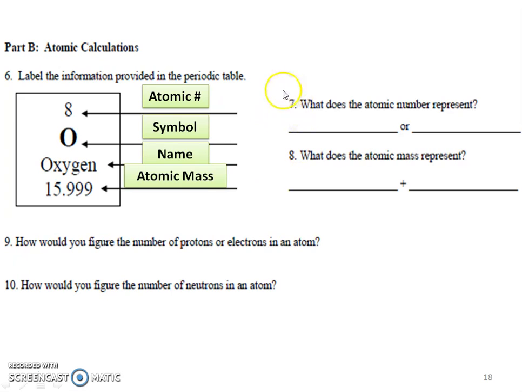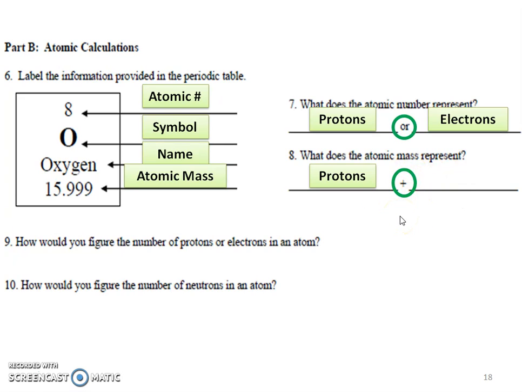Number 7, we're looking over here now. What does that atomic number represent? Remember, it's going to equal 2 things. We should remember that it equals the protons or it equals the electrons, right? So if I have the atomic number of 8, that means I have 8 electrons, which means I have 8 protons. So what does the atomic mass represent? Again, now this is a plus sign, like a sum. Well, what does that sum give us? The protons plus the neutrons.